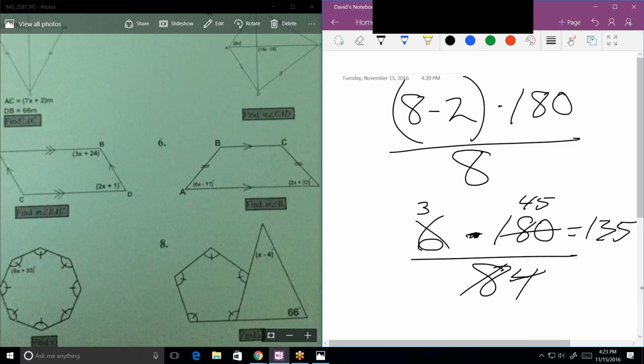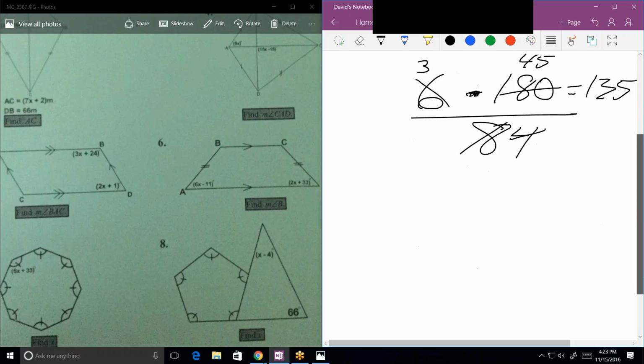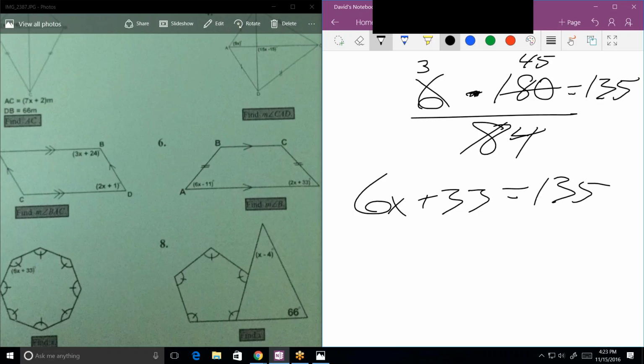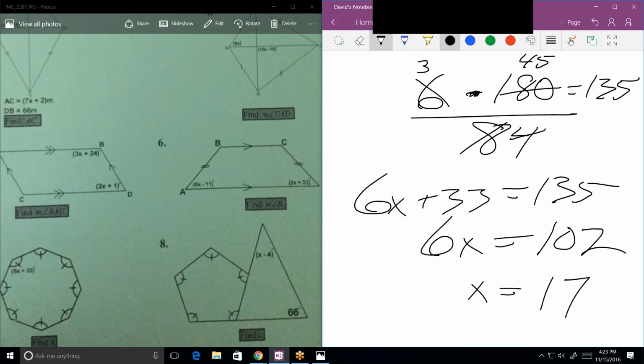I believe so. Oh yeah, you're right. Now, 17? I didn't do it on paper, I was doing it in my head. But here's what we got. We got 6x plus 33 equals 135. 6x equals 102. X equals 17. 17. Yep. All right, let's look at 8.